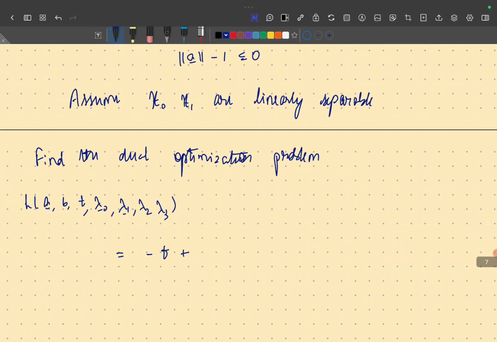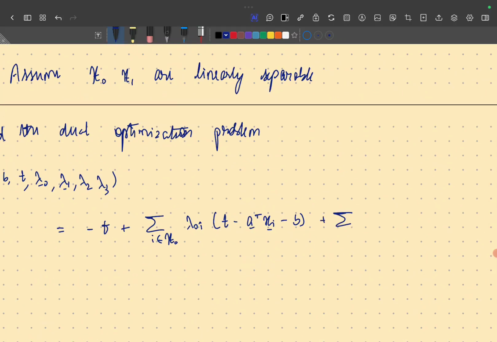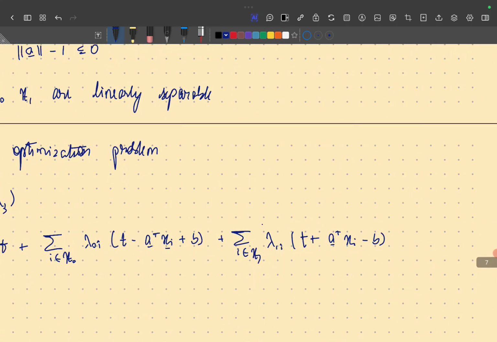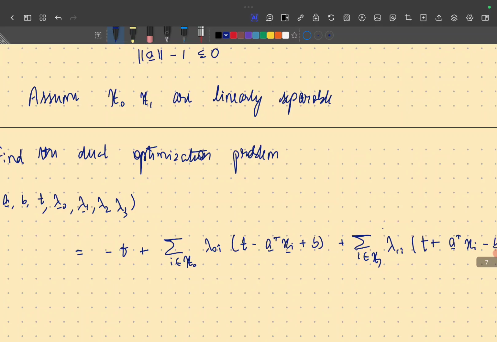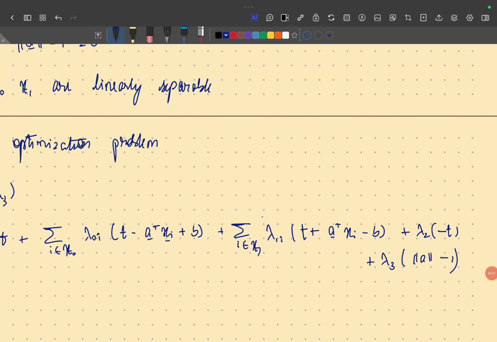So this is minus t plus the sum over i in x0 of lambda 0i times t minus a transpose xi minus b, plus the sum over all i in x1 of lambda 1i times t plus a transpose xi minus b, plus lambda 2 times minus t, plus lambda 3 times norm a minus 1. Right?